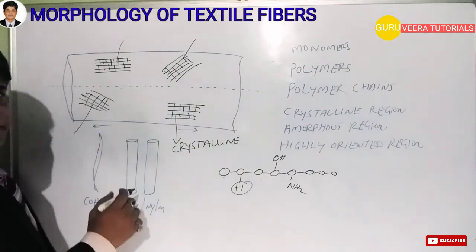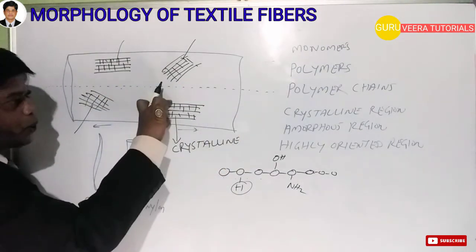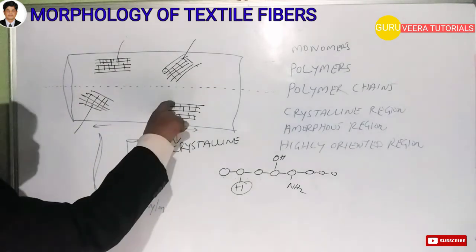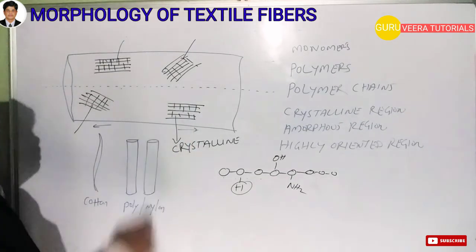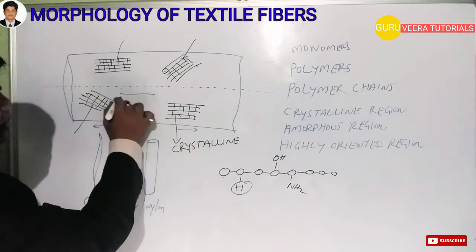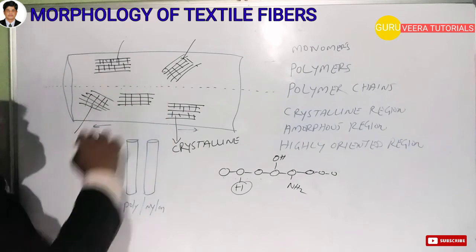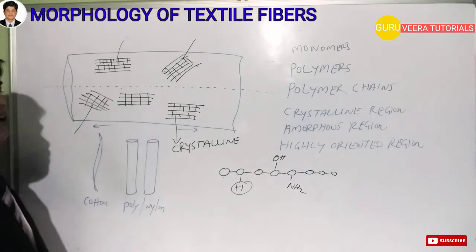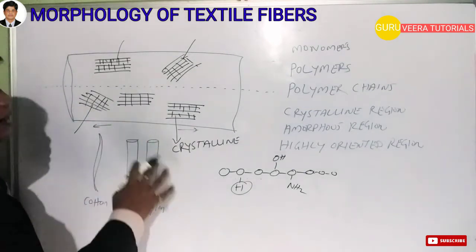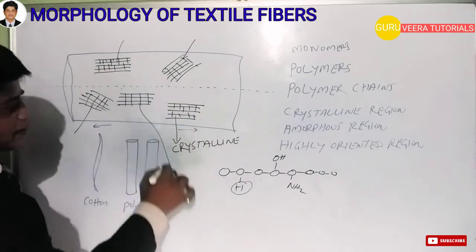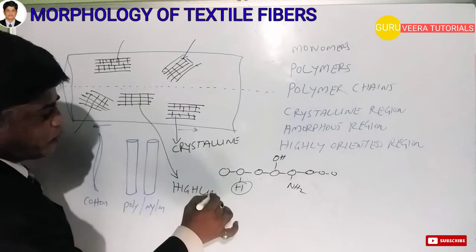Here you see, are you observing? Here there is an axis of the fiber. This group of polymers, this crystalline region, is exactly parallel to the axis of the fiber. Some polymer chains here may be individual or in a group, and they are parallel to the axis of the fibers. The crystalline regions or polymers parallel to the axis of the fibers are called highly oriented regions.